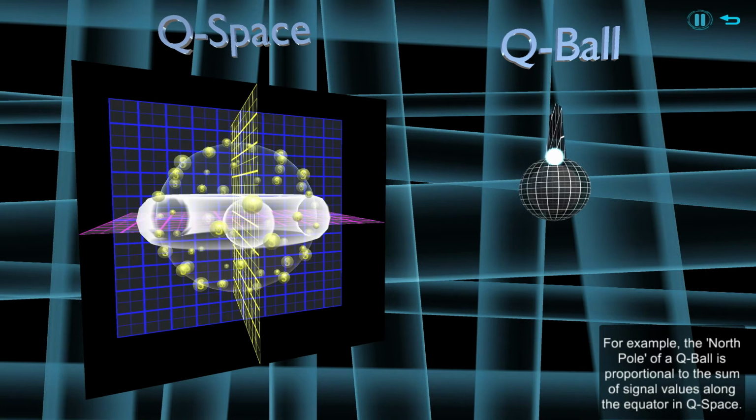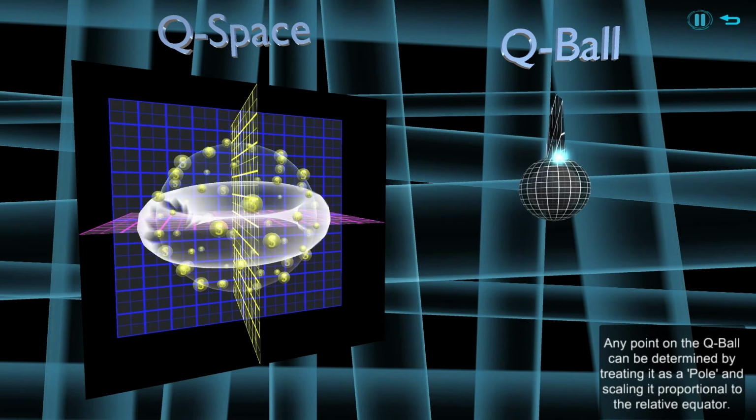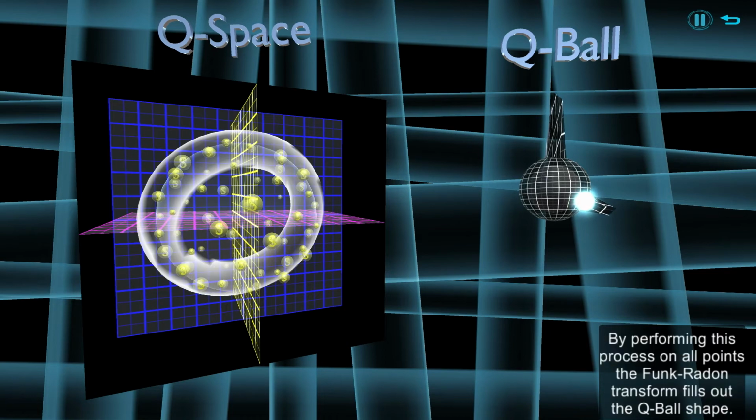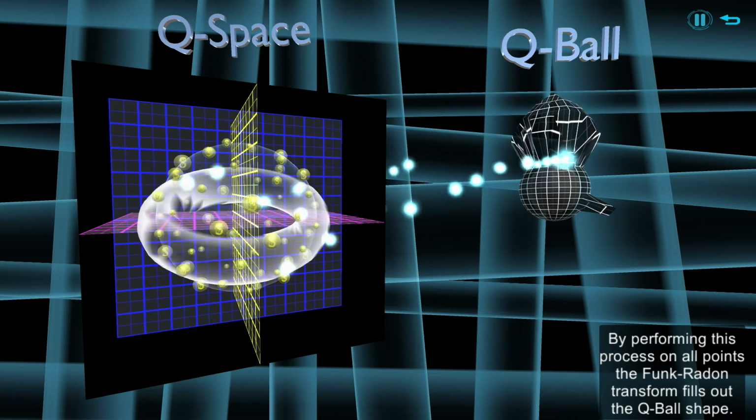in Q space. Any point on the cue ball can be determined by treating it as a pole and scaling it proportional to the relative equator. By performing this process on all points, the Funk-Radon transform fills out the cue ball shape.